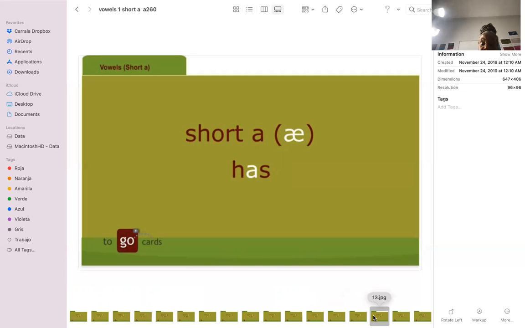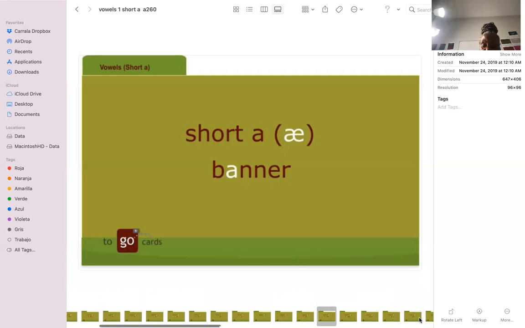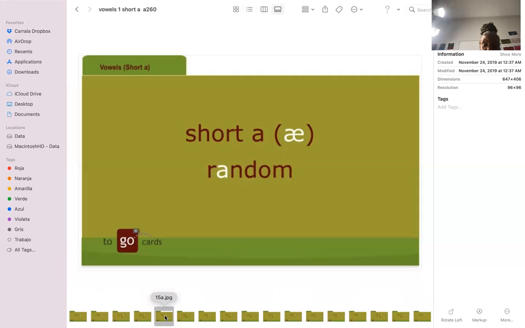has. The third person singular of one of the most important verbs in the English language, to have. Very irregular in almost every tense. I think in every tense. No, it's not irregular in the progressive tenses. Hassle. Banner. Let's move this a little bit, because some of these words, not all of them, but a lot of these words are very important words in the English language. Random. Sandwich.